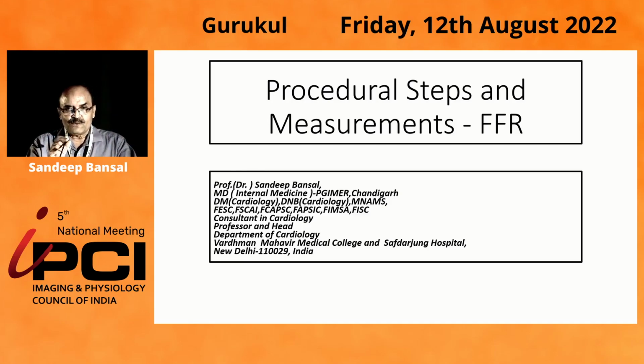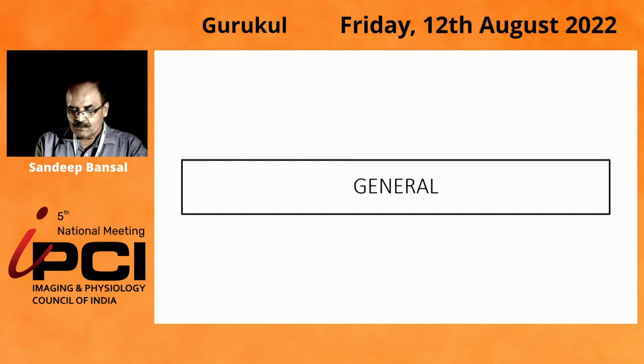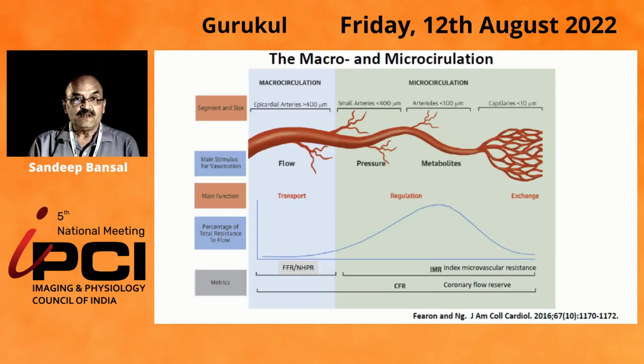My job now is to talk about the actual procedural steps. There is going to be some repetition because you can't just kickstart the topic, so some points have already been made. First is the fact that we are really talking about the epicardial vessels, wherein we can do the fractional flow reserve and non-hyperemic pressure ratios.